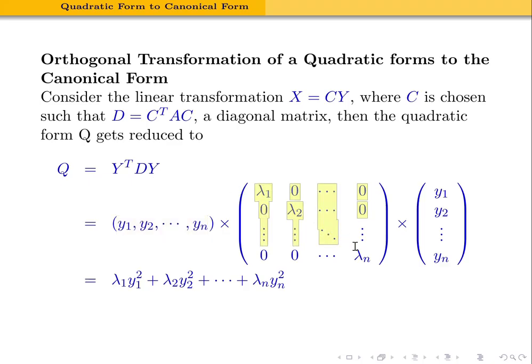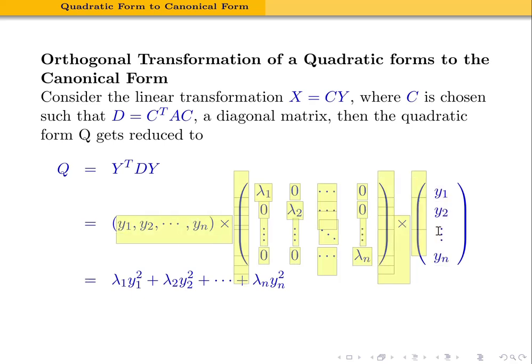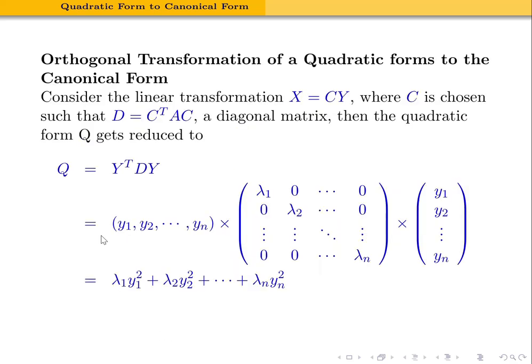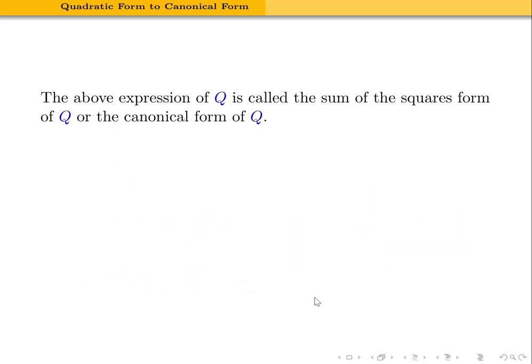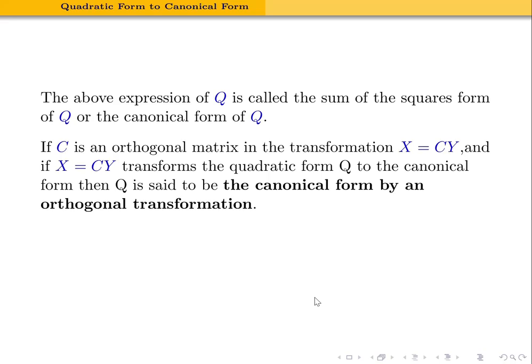Only the diagonal entries are there, and the diagonal entries are the eigenvalues. So y is a column matrix y1, y2 up to yn. We can multiply these three matrices and we get lambda 1 y1 square plus lambda 2 y2 square up to lambda n yn square. The above expression of Q is called the sum of squares form of Q, or the canonical form of Q.